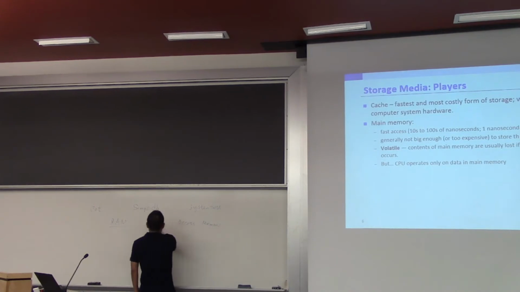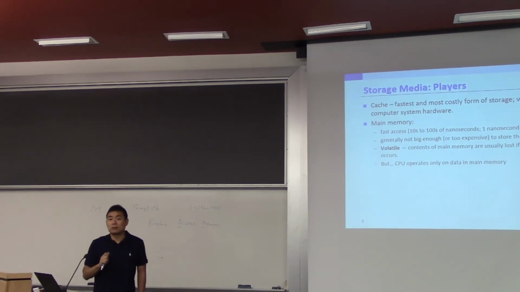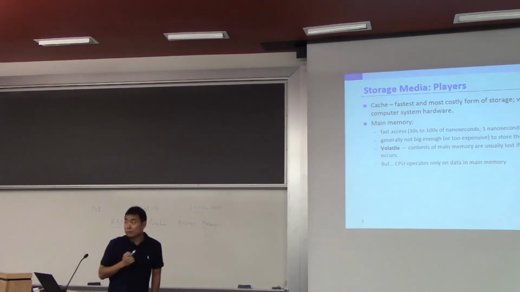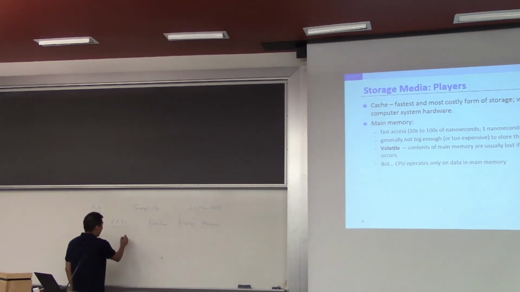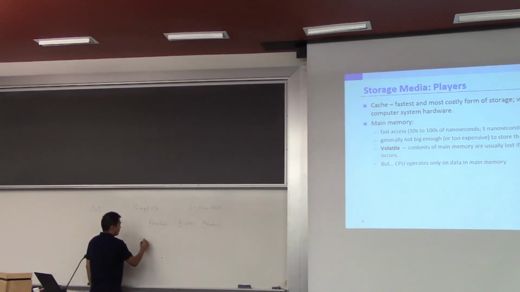Does anyone know why this is called random access memory? Why people call memory random access memory? Why don't you call this, for example, sequential access memory or whatever access memory? Why is it called random access memory? You can access the memory from any part of the memory. Yeah, excellent. So point number one, you can do random access.